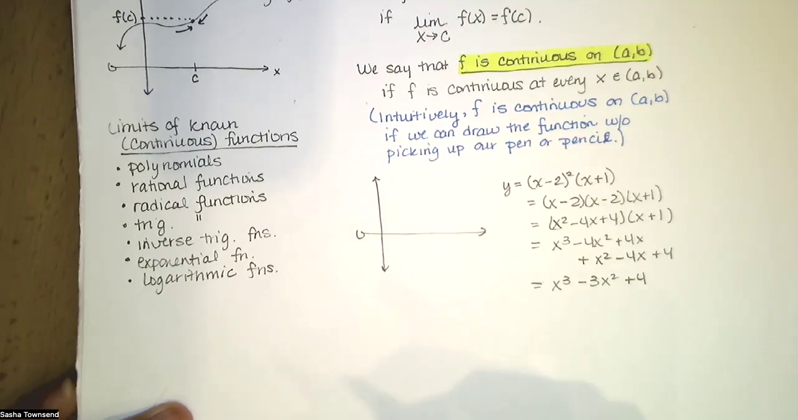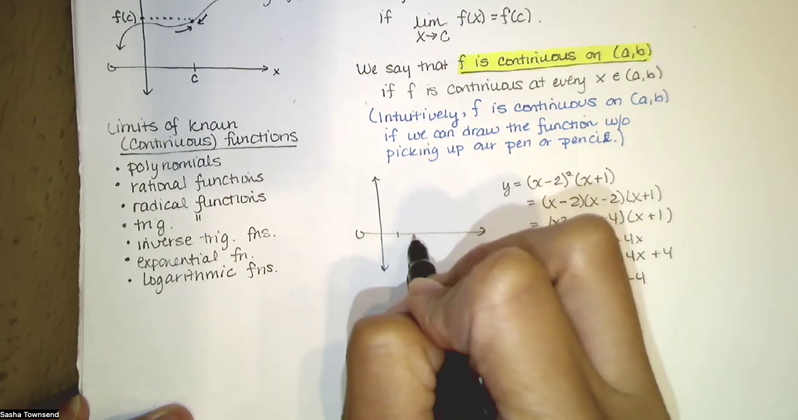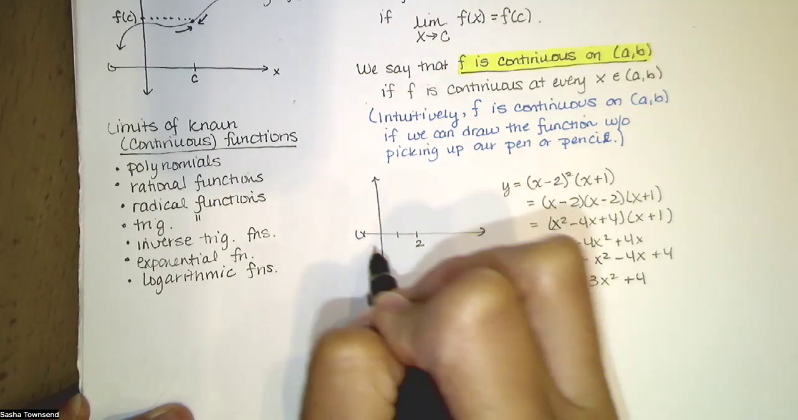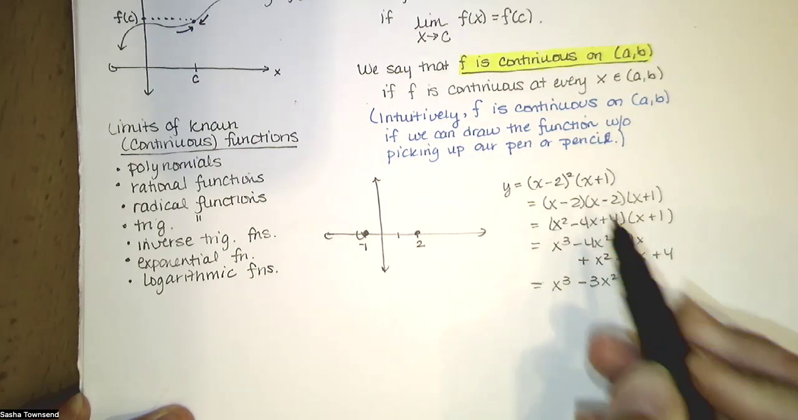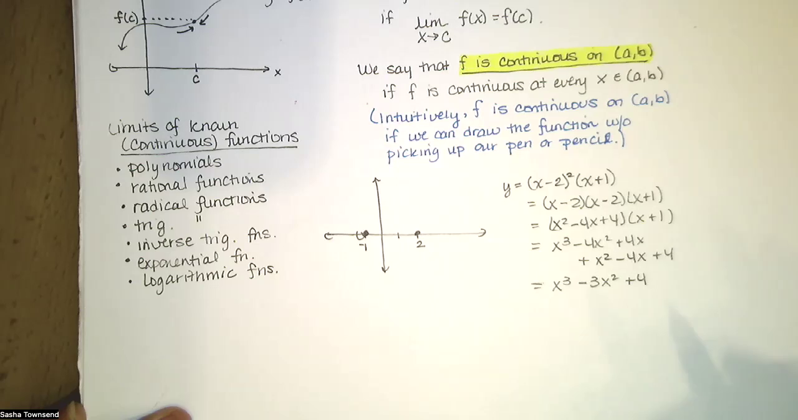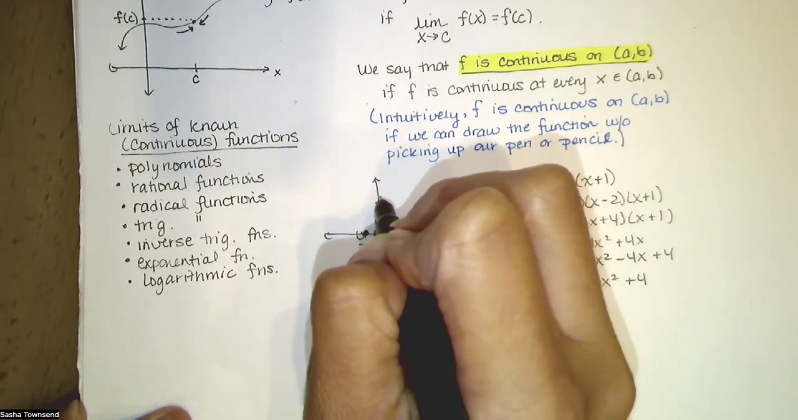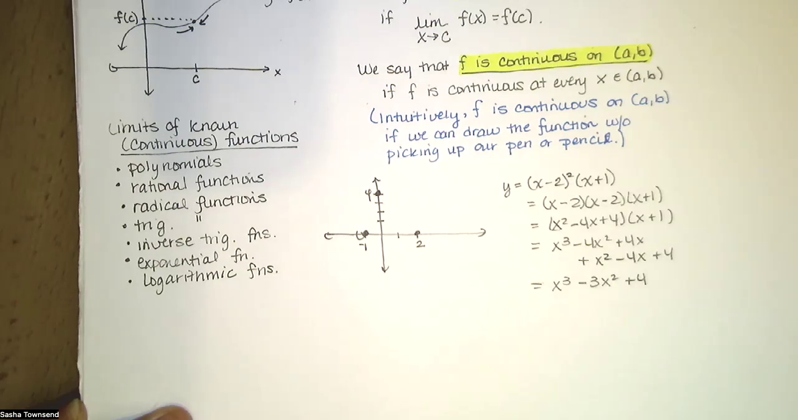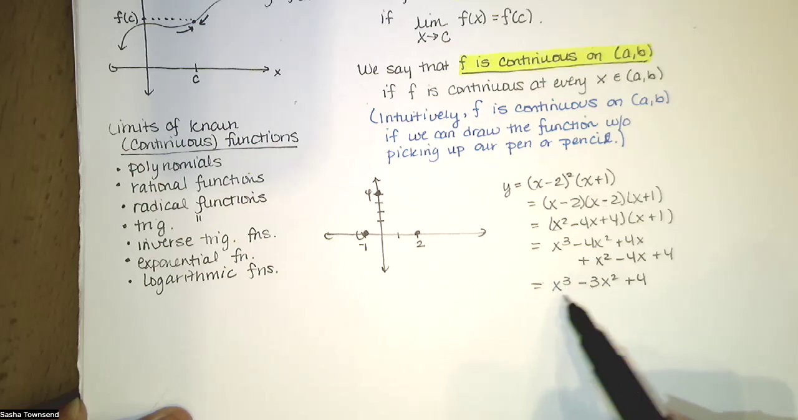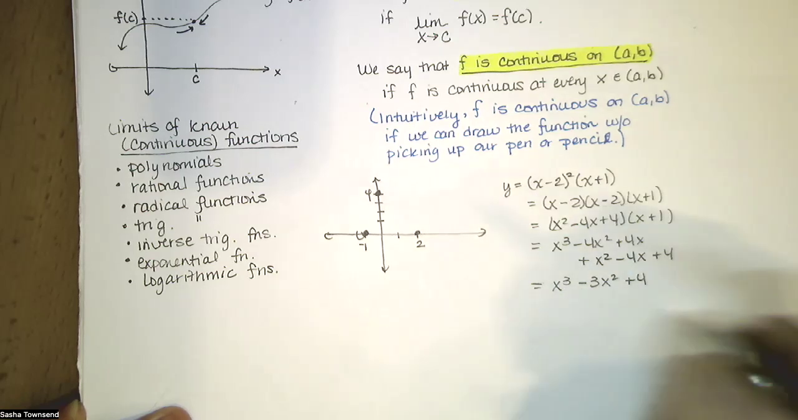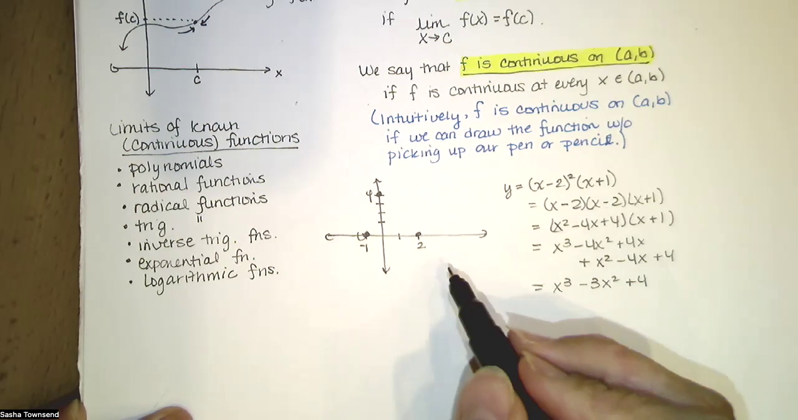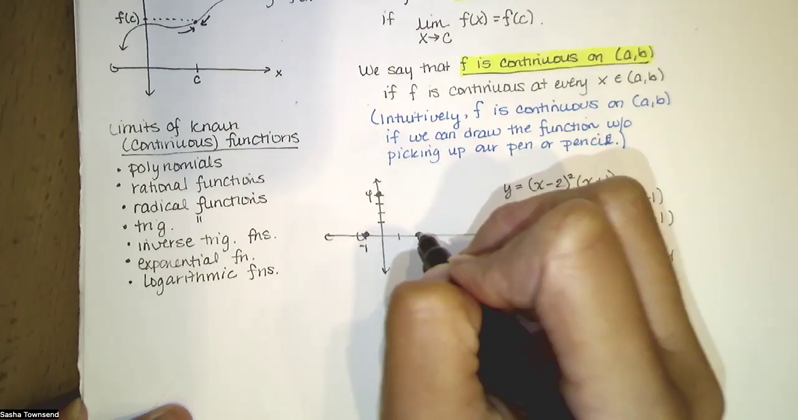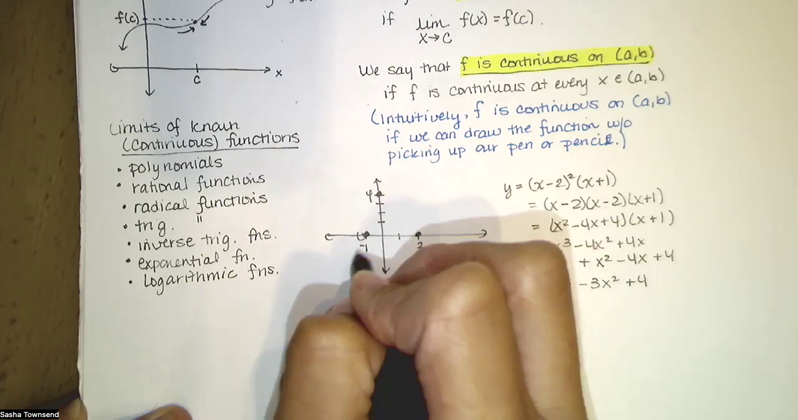That function kind of looks like this. When x is equal to 2, we get 0. When x is equal to negative 1, we get 0 as well. When x is equal to 0, we've got 4 times 1, which is 4. And as x goes to infinity, this x cubed term dominates, so the function's going to go to infinity. As x goes to negative infinity, this x cubed term dominates, so the function's going to go to negative infinity. So it's going to rise on the right and then fall on the left.